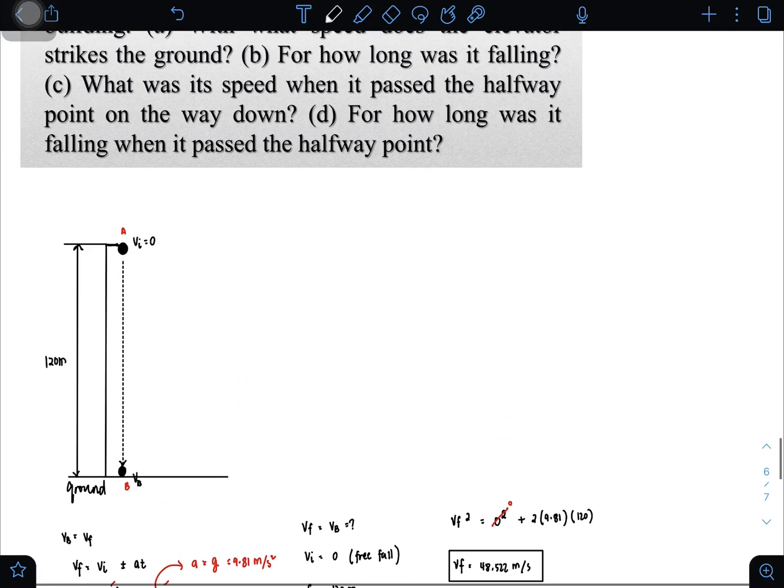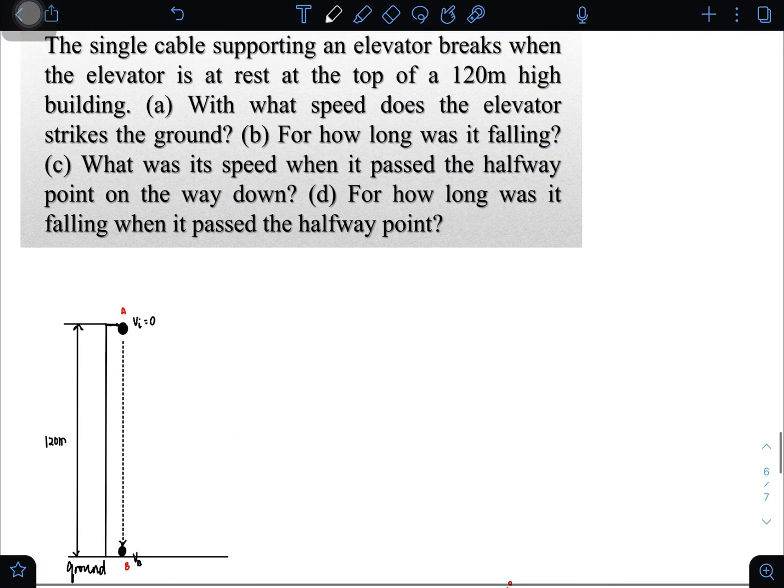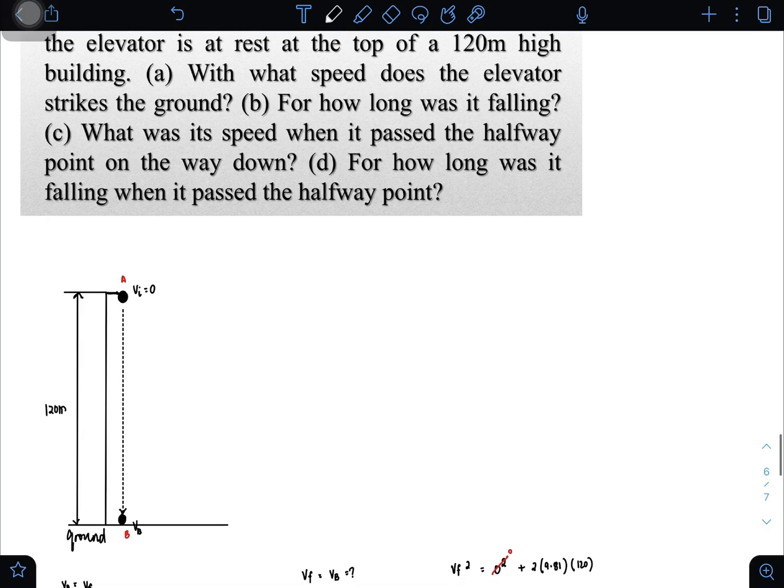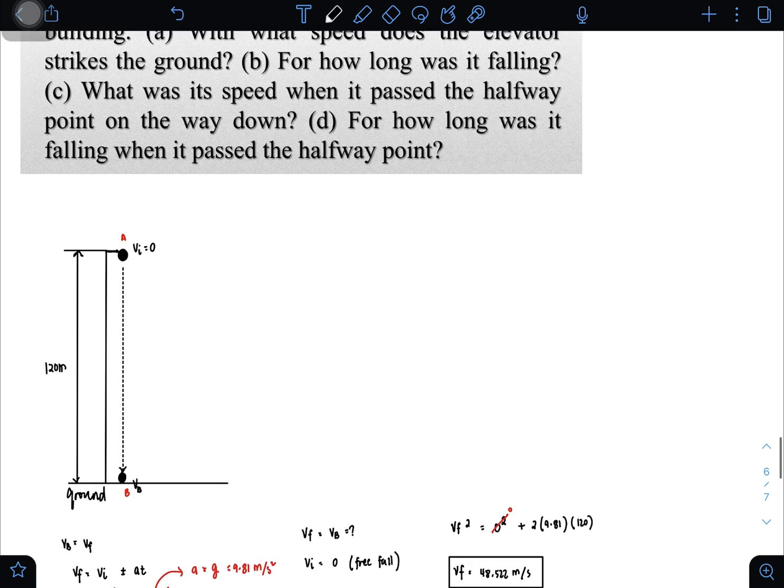Alright, so that's the first question, A and B. Let's proceed to the third one. What was its speed when it passed the halfway point on the way down? So this is the halfway point from this point here towards here. Let's call this 60 meters. When the elevator is at this particular point, what is its velocity? Let's call this point C, and we call that VC, and of course we're going to find the time.